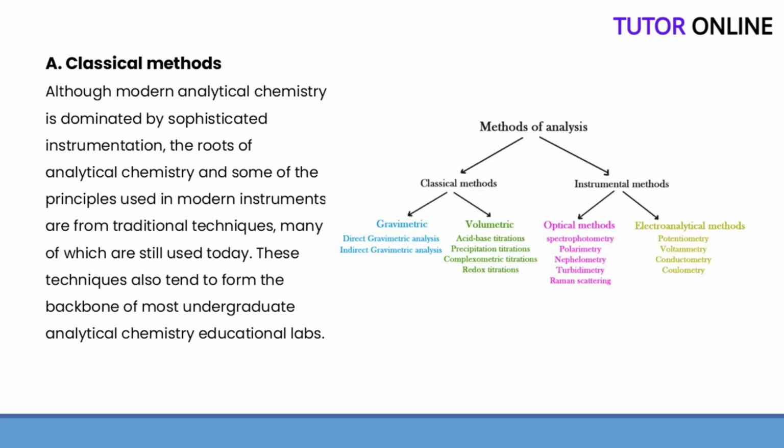Classical methods are also called traditional methods. These methods are simple methods that are normally used in labs. They are cost effective as well. They do not need any equipment or instrument. That's why these methods don't give high accuracy. These classical methods are divided into two categories: gravimetric analysis and volumetric analysis.